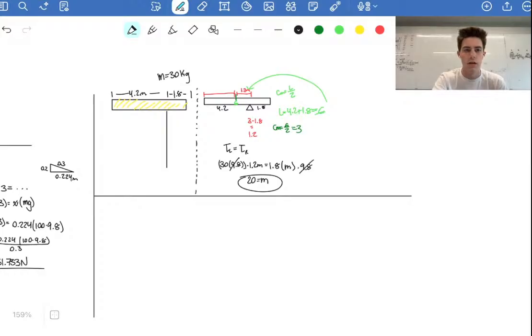Yeah. So the next one says a 12-meter boom, AB, of a crane lifting a 3,000 kilogram load is shown below. The center of mass of the boom is at its geometric center, and the mass of the boom is 1,000 kilograms. For the position shown, calculate the tension T in the cable.